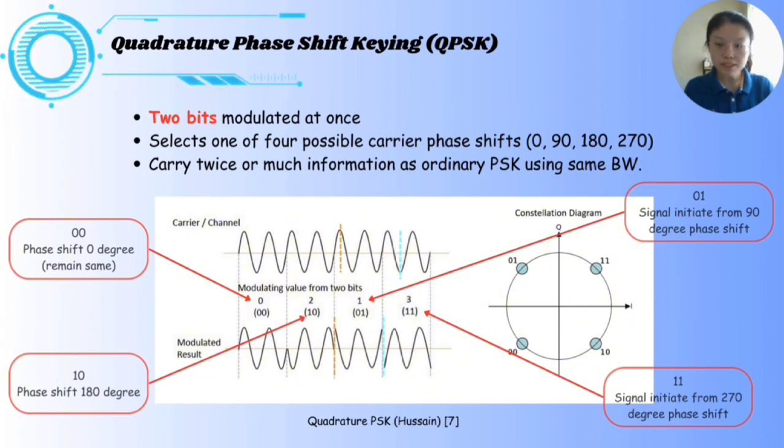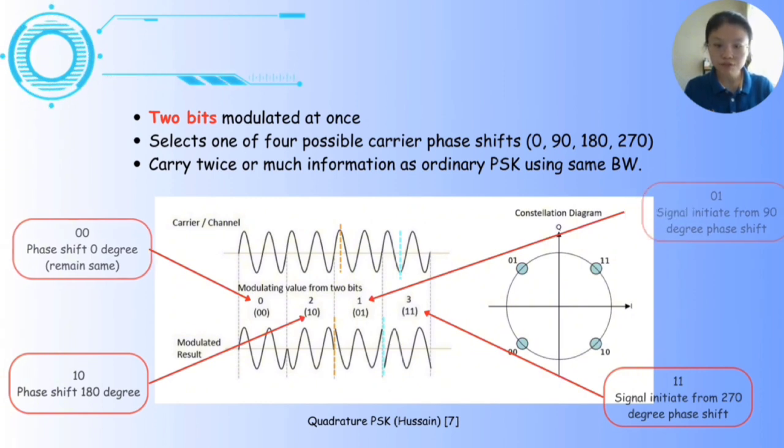We can see when the bit is 00, the phase shift is 0 degrees. The graph remains the same. When the bit is 10, the phase shift is 180 degrees. When it is 01, the signal initiates from 90 degree phase shift. When it is 11, the signal initiates from 270 degree phase shift.